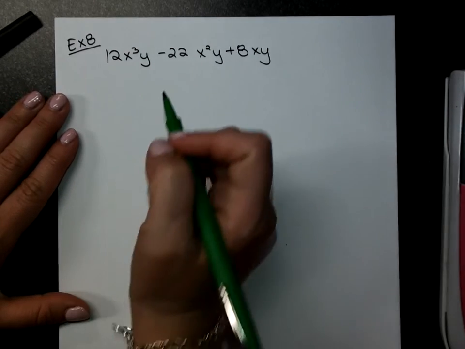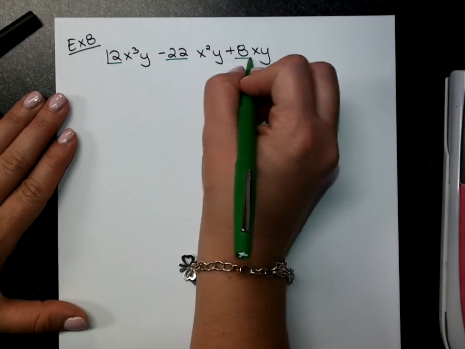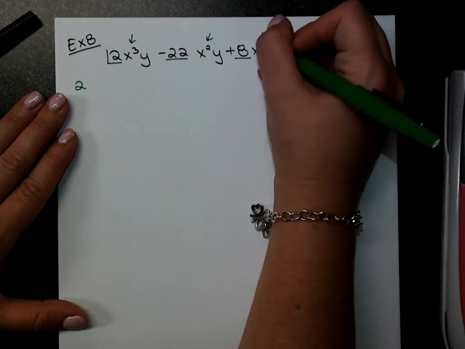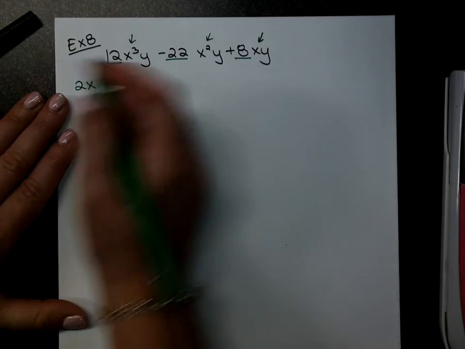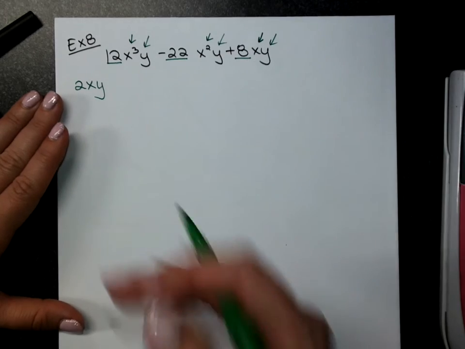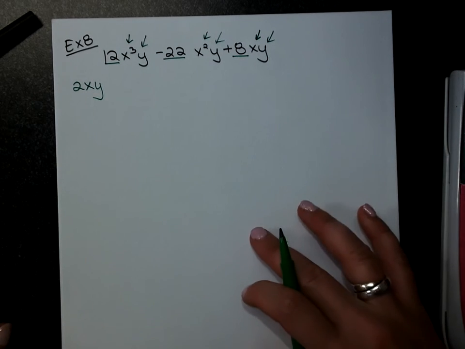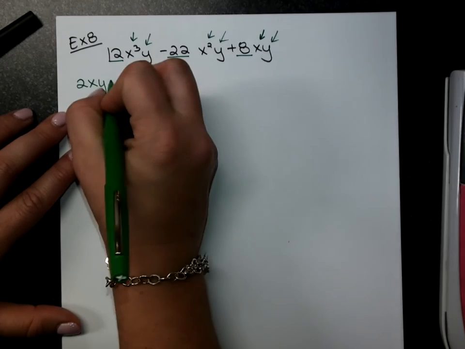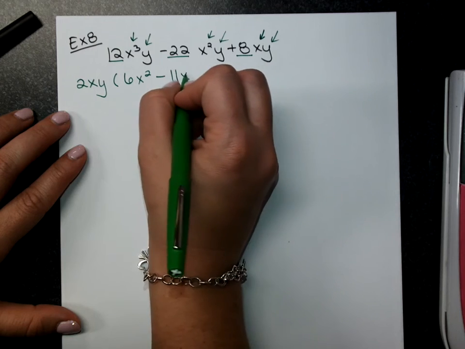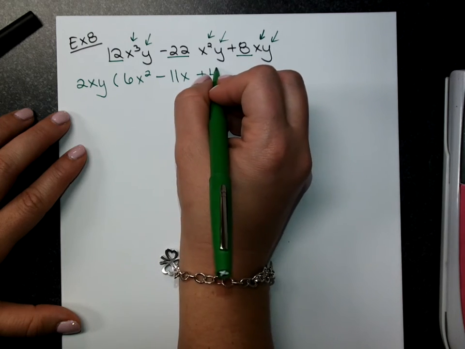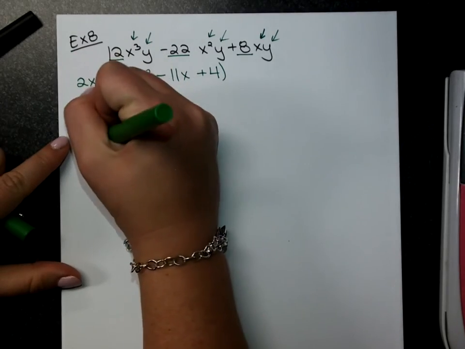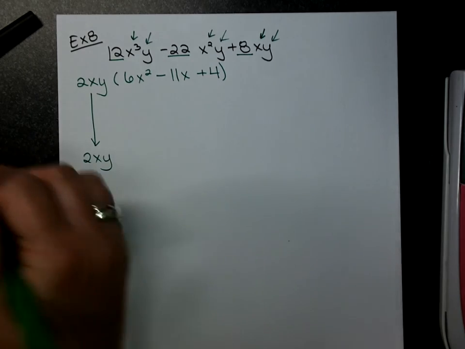That means we need to look for some GCFs. We've got 12, 22, and 8. So we can take out 2. We have x cubed, x squared, and x. So let's take one of those out. And every single term has a y. Let's take that out too. Take out as much of that as you can to clean that up, and it will look much better. That leaves me with 6x squared minus 11x plus 4. So much better to look at. So the 2xy we're just going to hang on to, and we'll put it back on our answer.